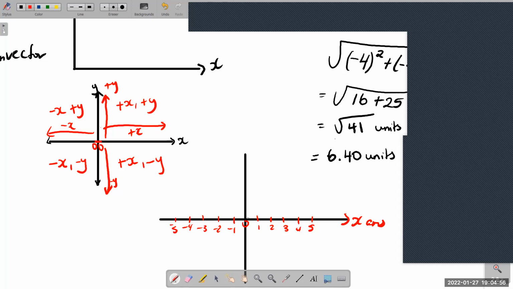Now above, if this line again represents 0, above gonna be 1, 2, 3, 4, 5. But below, what we gonna get below? Negative 1, -2, -3, -4, etc. So as you see here, right-hand side is positive x. Left-hand side is negative x. Above is positive y. Below is negative y. Everybody with me? Y'all seeing it now?